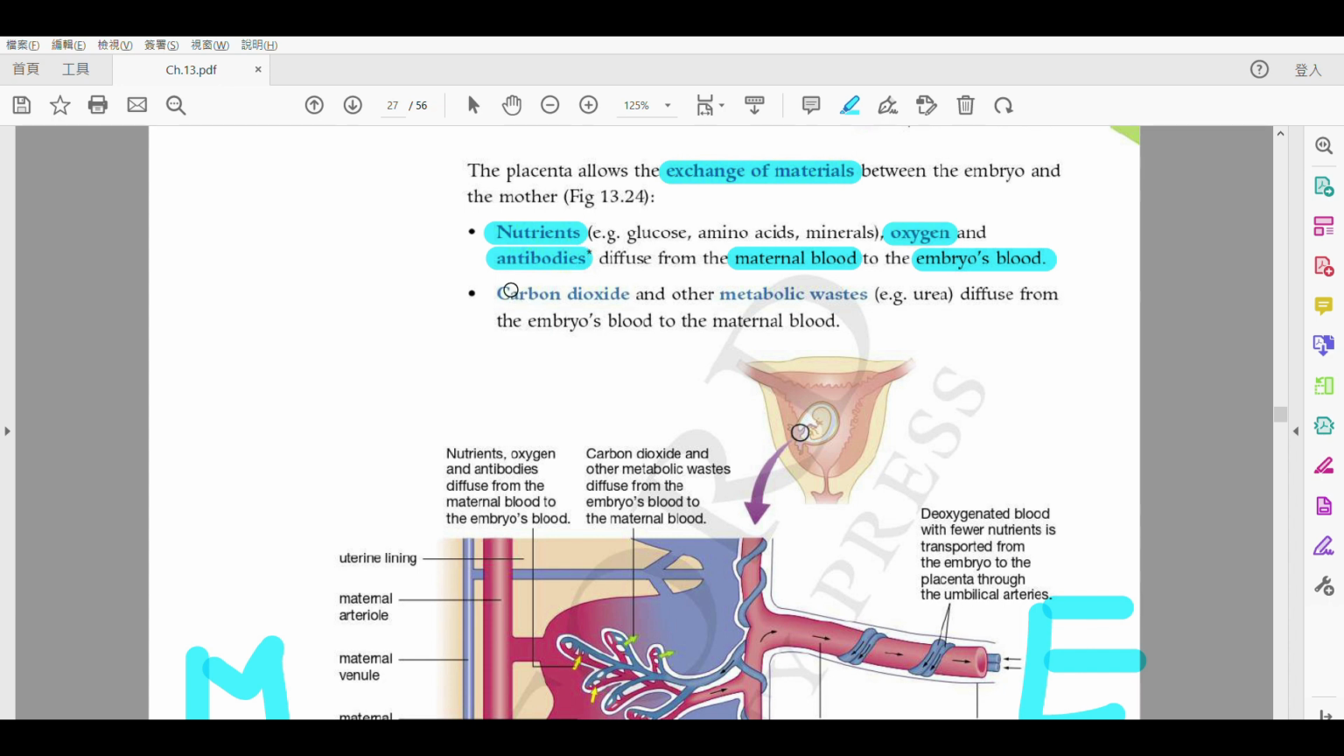Okay, and then the next thing 就會 what is taken away from the embryo to the mother. Okay, to the mother. 咁就包括呢個 carbon dioxide 啦，同埋一啲嘅 metabolic waste. And then often we use this example 就係呢個 urea 啦。Alright?